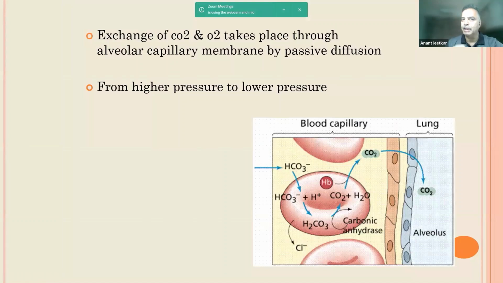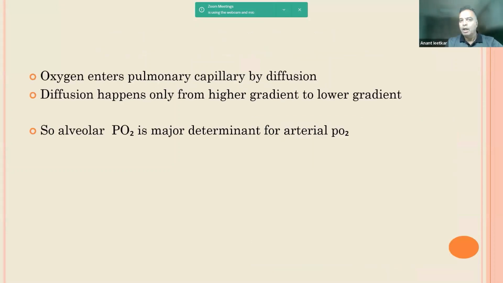Exchange of carbon dioxide and oxygen takes place through the alveolar capillary membrane by passive diffusion. That means it happens from a higher pressure to a lower pressure. So the alveoli have a higher pressure of oxygen, so it diffuses through the membrane to the capillaries, and the capillaries have a higher pressure of carbon dioxide, which diffuses from the capillary to the alveoli. Oxygen enters the pulmonary capillary by diffusion. Diffusion happens only from a higher gradient to a lower gradient.